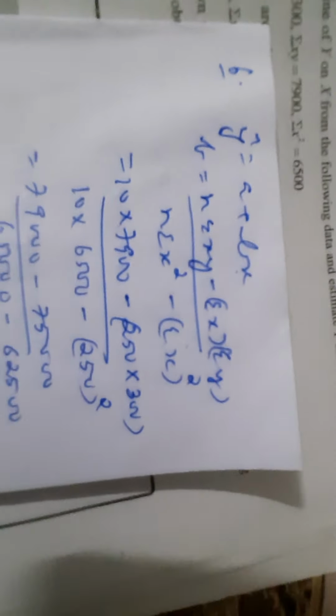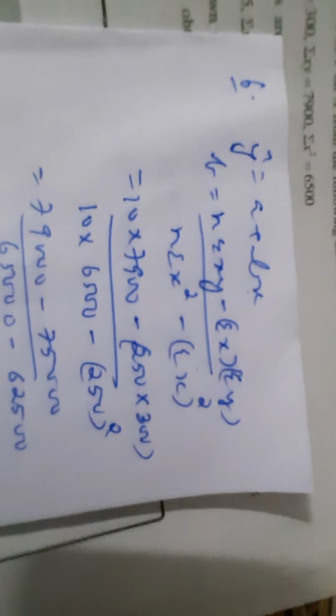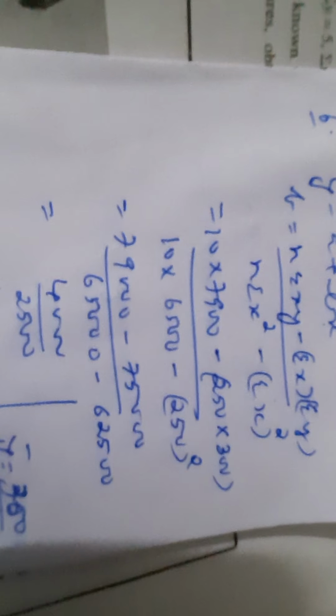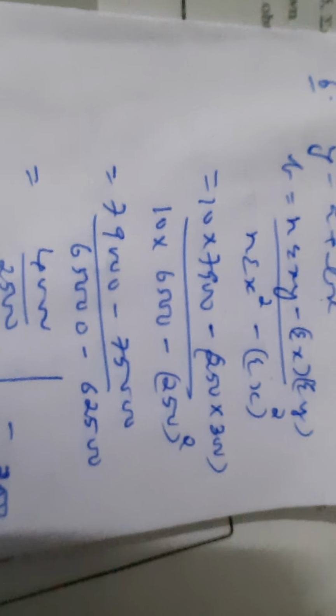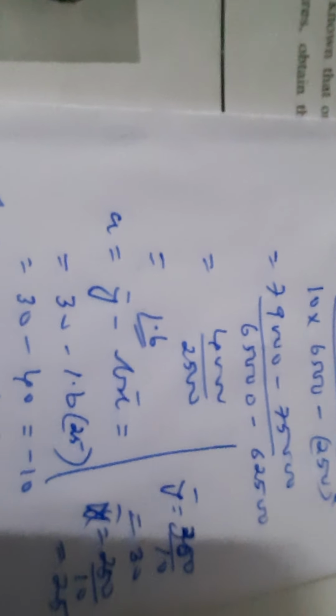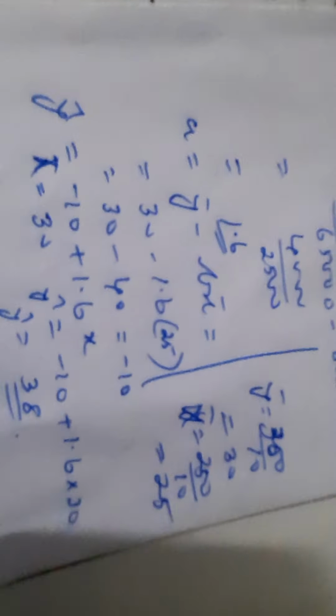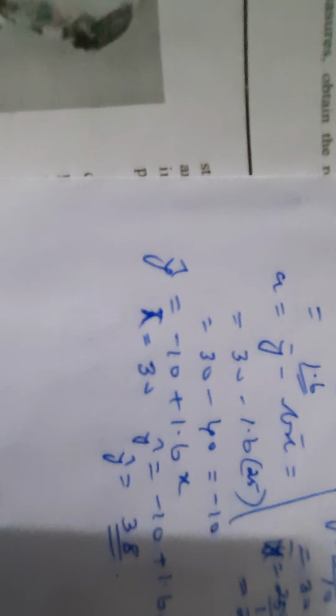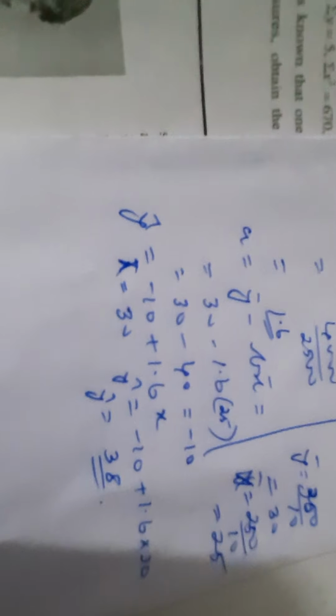So b is equal to n sigma xy minus sigma x sigma y upon n sigma x squared minus (sigma x) whole square. So 10 into 7900 minus 250 into 300 upon 10 into 6500 minus 250 the whole square. So we get 1.6, b is equal to 1.6. a is equal to y bar minus b x bar, where y bar and x bar we have to find out. y bar is sigma y upon n, and x bar is sigma x upon n. So we locate it and work it out. So a also we get.